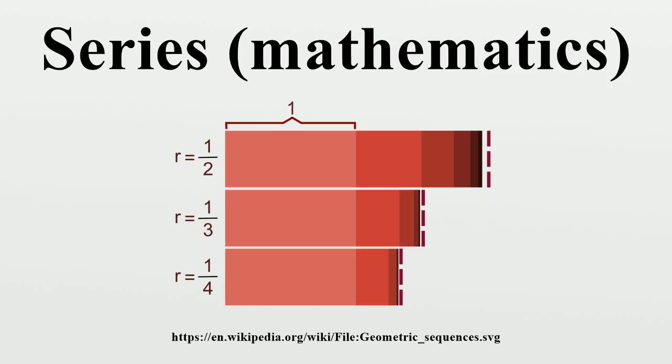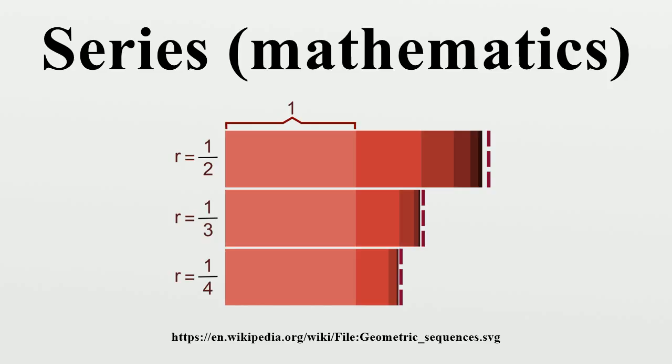Nth term test. If the limit of an as n goes to infinity is not 0, then the series diverges. Comparison test 1. If Bn is an absolutely convergent series such that the absolute value of an is at most C times Bn for some number C and for sufficiently large n, then the series of an converges absolutely as well. If Bn diverges and the absolute value of an is at least Bn for all sufficiently large n, then the series of an also fails to converge absolutely.